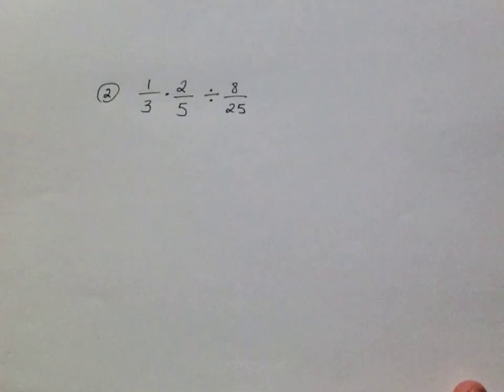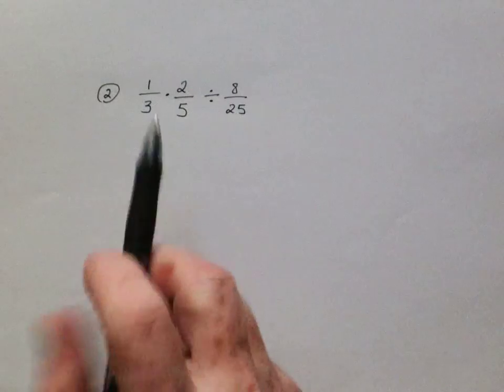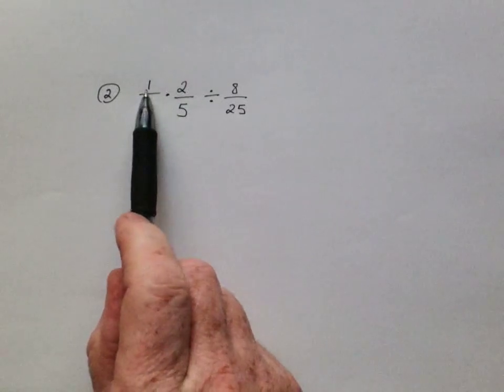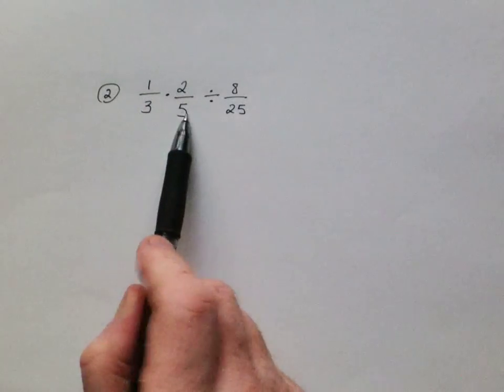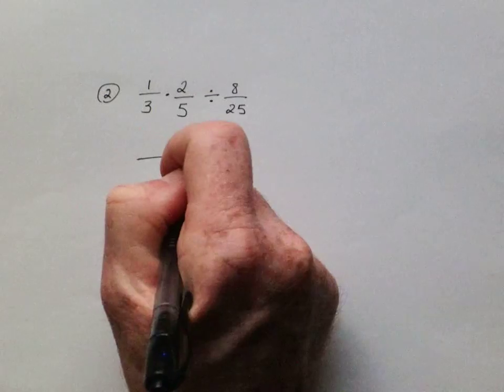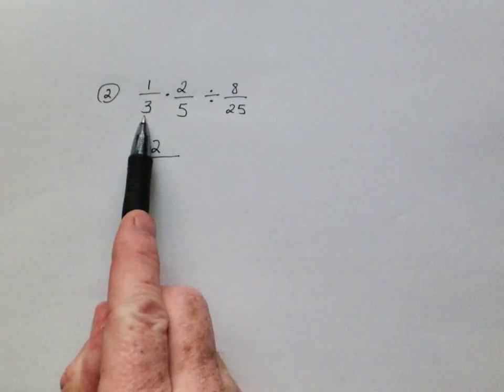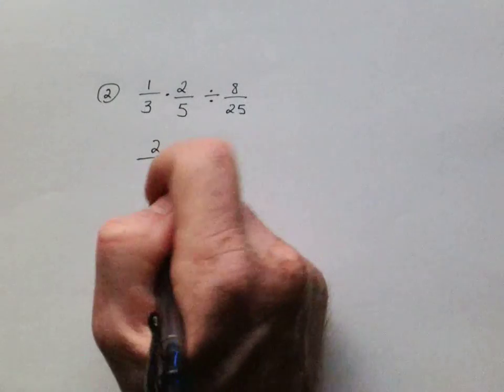So with this one, it's multiplication and division, so we're supposed to go from left to right. So I multiplied these two first. So multiply on the top and then multiply on the bottom. If I multiply on the top, that's going to be a 2. And if I multiply on the bottom, this is going to be a 15.